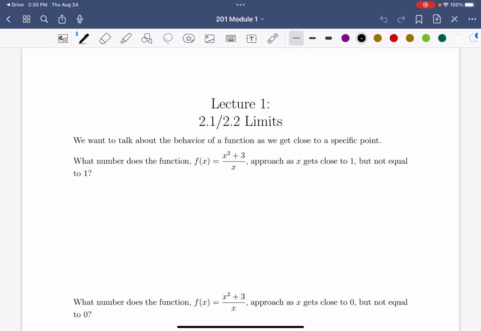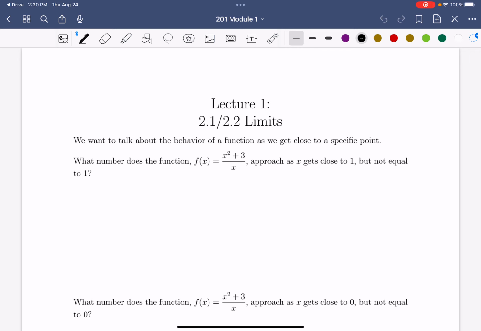And calculus is all about looking at the behavior of functions. So the first thing we want to talk about is the behavior of a function as we get close to a specific point. What I mean by that is we're going to choose a specific x value that we're going to approach from both sides. If you think about a point on the x-axis, you can approach that value from the left or from the right, and we're going to approach from both.